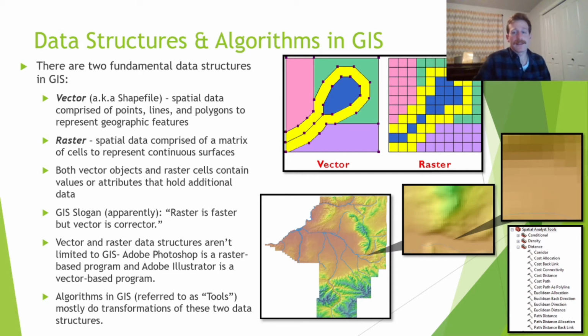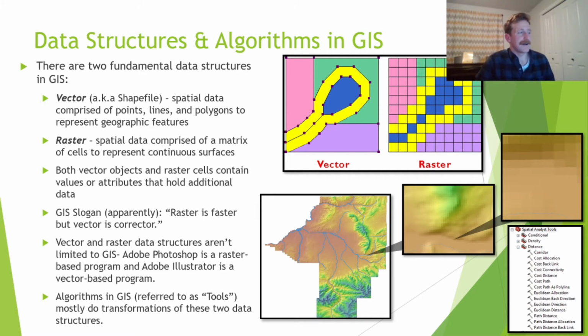Given that the cost distance metric is about moving through continuous surfaces, we will be living in raster world for the rest of this video, but I thought it was important to mention both of them. And there is this GIS slogan, raster is faster, but vector is corrector. And I think if you look at that image of vector versus raster, you can see that an algorithm implemented on a raster is really just kind of like iterating through a multi-dimensional array, whereas a vector would have some challenging geometry going on there.